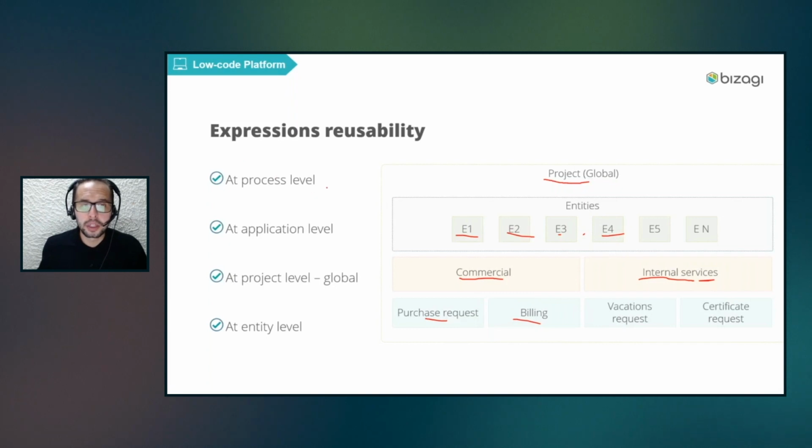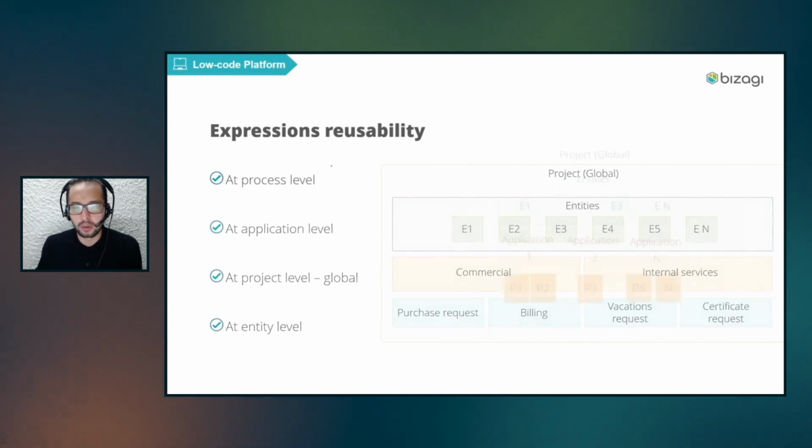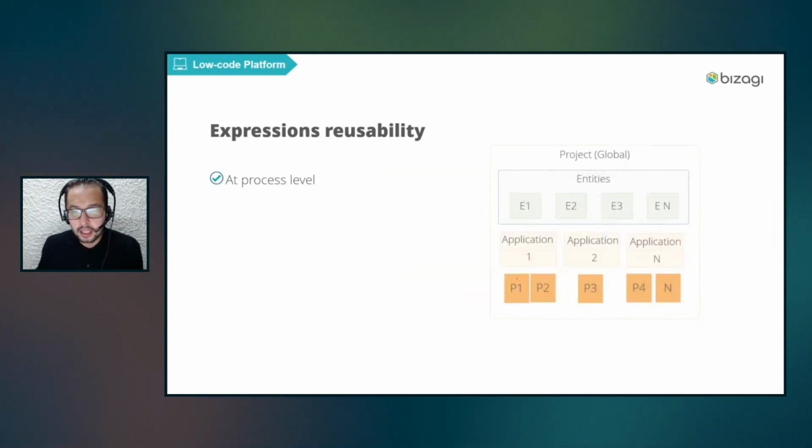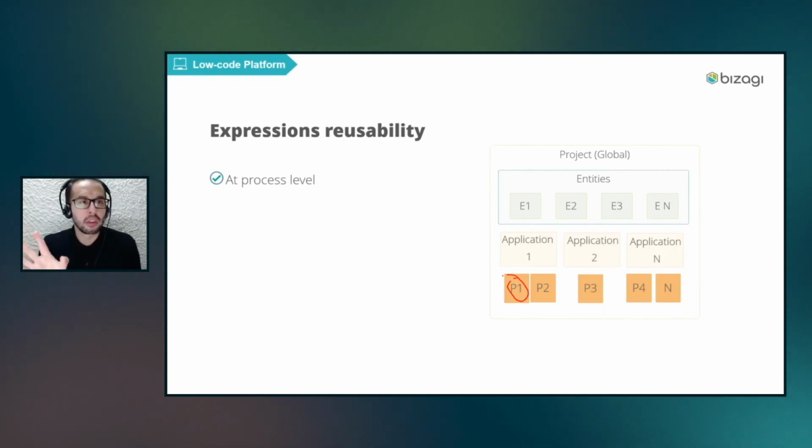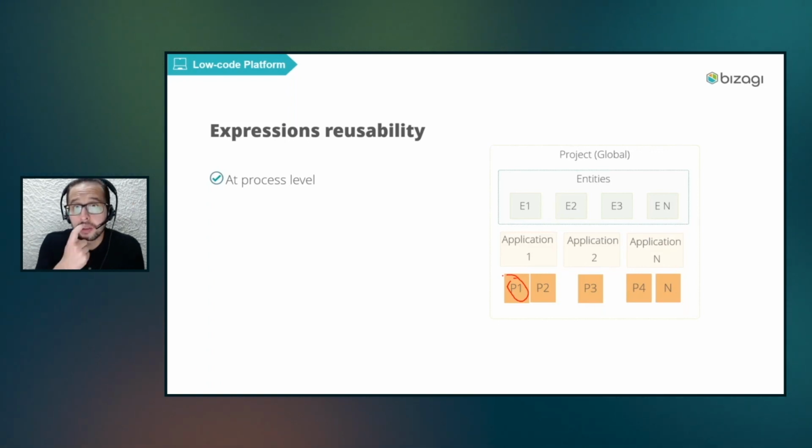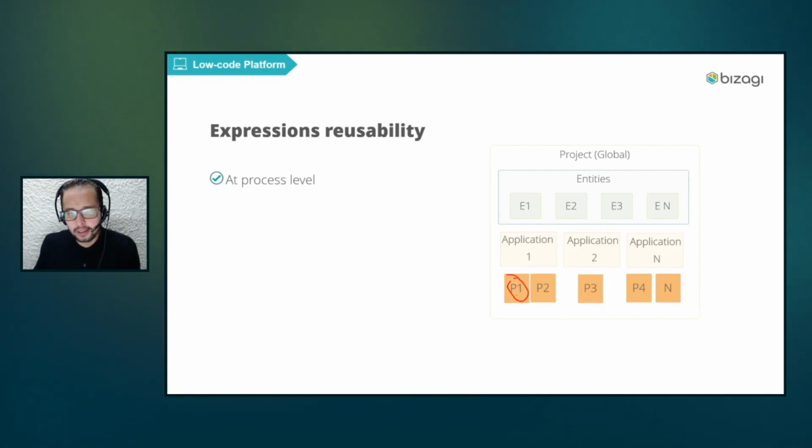So if you create an expression at the process level, that is the first one and the basic one, it means that the expression that you create here can be reused only within that process. That's it. So if you create an expression at the beginning of the process to validate some information, you can reuse that expression in the same process. That's it. But if you create an expression here in process 1 and then you want to reuse it in process 2, it's not possible.